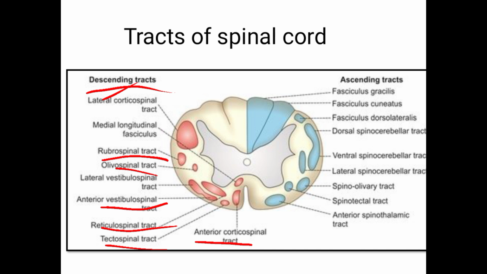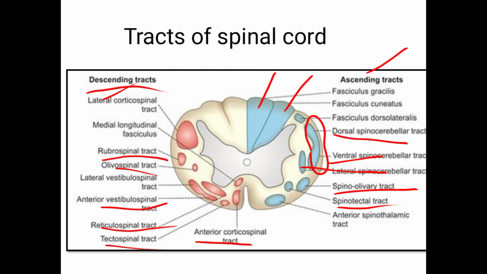On the next side you are seeing the ascending tracts. So the ascending tracts, if I tell you, first one here, fasciculus gracilis, fasciculus cuneatus, then this one, ventral and dorsal spinocerebellar tract, then lateral spinothalamic tract, spino-olivary, spinotectal, and anterior spinothalamic tract. All these are ascending tracts.